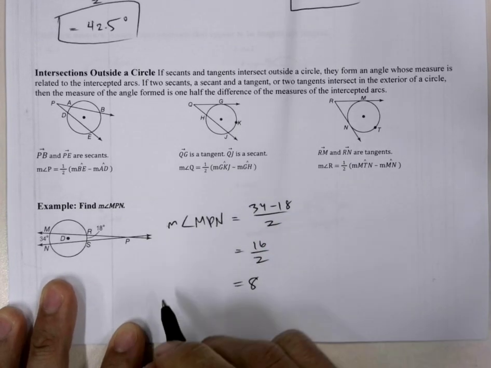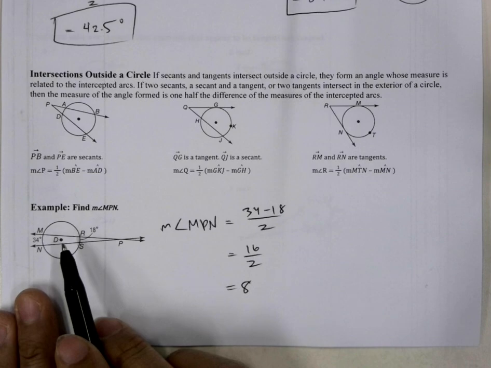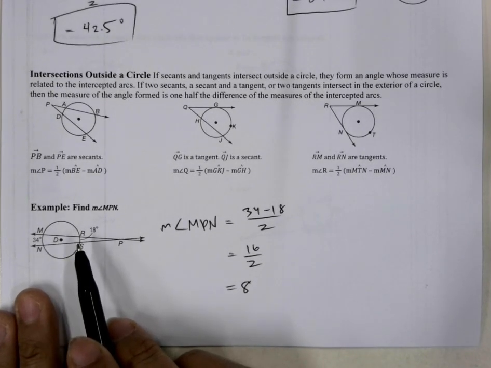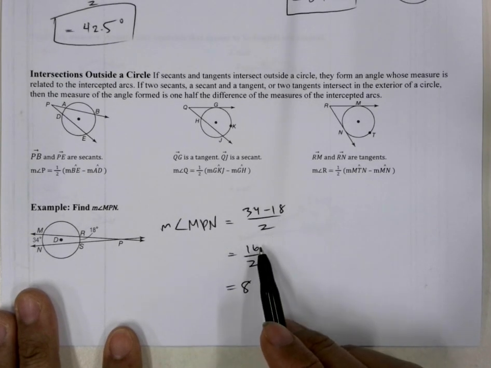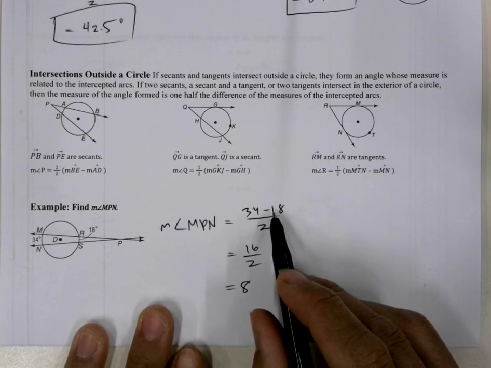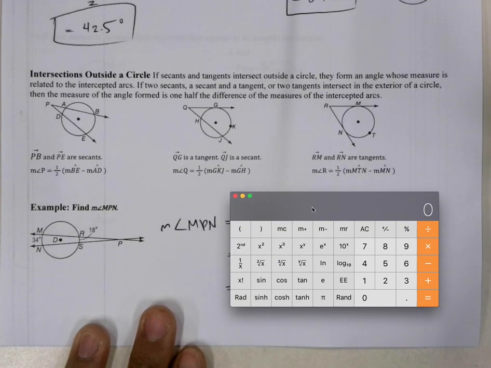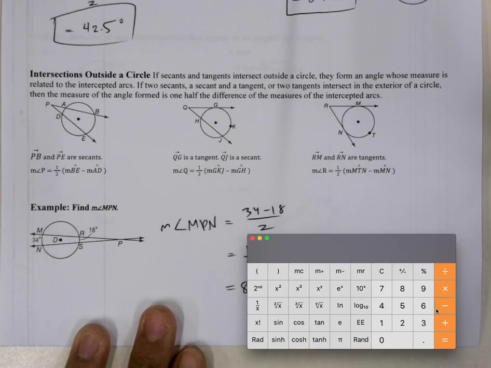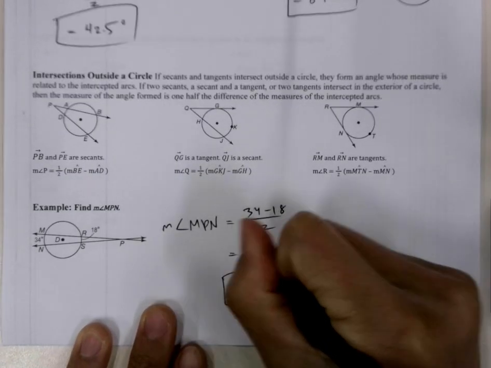So that's 8 degrees. Let me double check because that sounds a little bit off. 34 minus 18 is going to be... yeah, that sounds good. Wait, does it sound good? No, that's not right. My goodness, let me just get a calculator. So 34 minus 18 is 16. Yeah, no, I'm right. So it's going to be 8 degrees, and that's that.